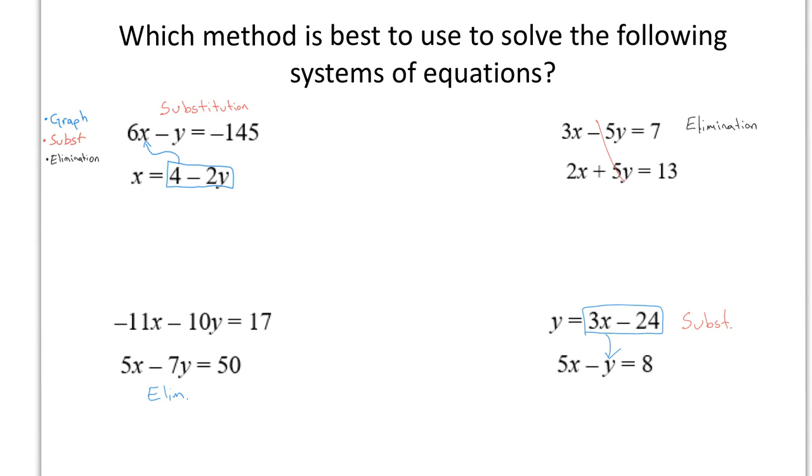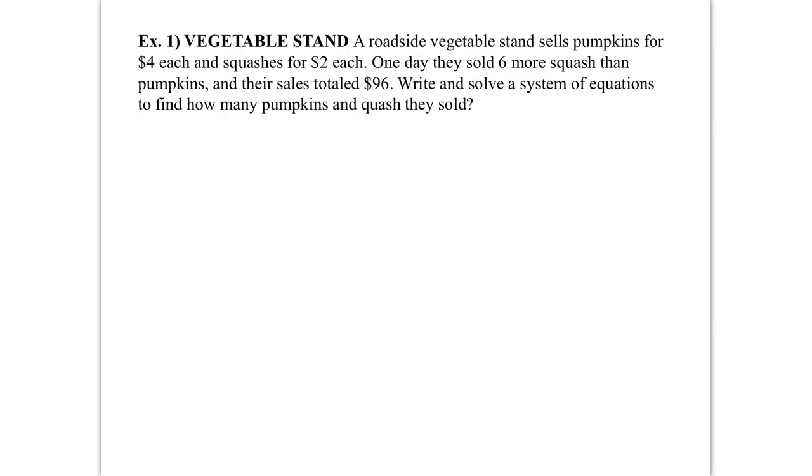Now let's go ahead and understand how to apply a system to solve a word problem. So let's look at the next example. This one, you can read it. It's a vegetable stand. They have two types of vegetables. You can pause the video and just read the whole thing. But it talks about pumpkins and squashes. It says here that pumpkins are $4 and squashes are $2 each.